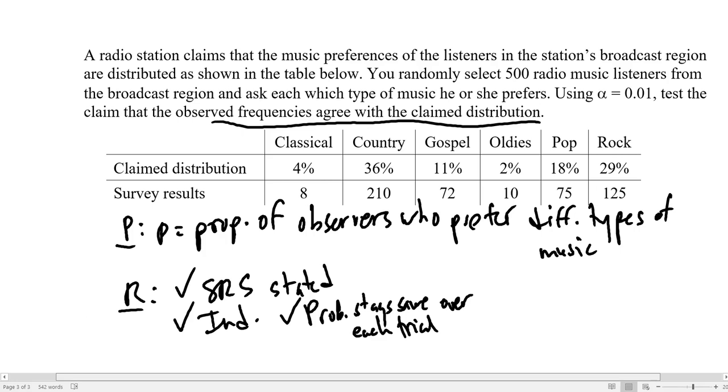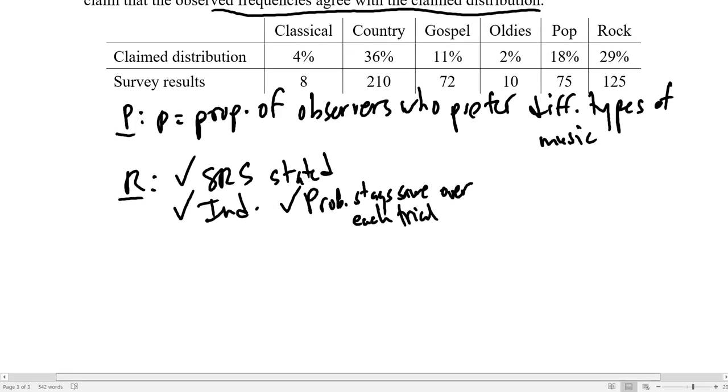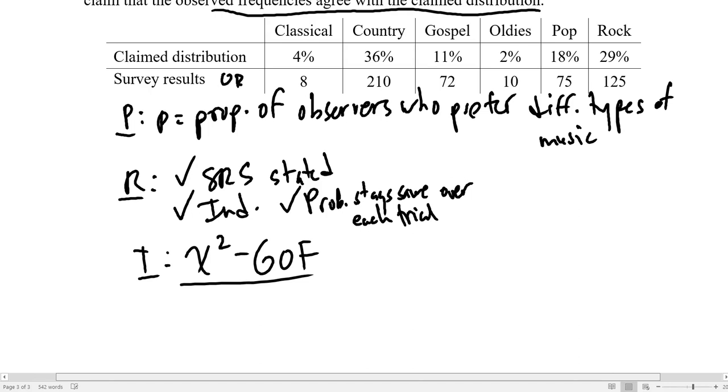Okay? So PRT, we're going to run the test. Which test? Chi-squared goodness of fit. Well, I see the observed. I hope you do too, right? The survey results are what we actually observed. OBS, okay? We need to figure out the expected. You're like, well, that's the 4%. No, it's not, right? The 4% is what we expect out of the 500 people. 4% of the 500 people. So we have to calculate the expected.